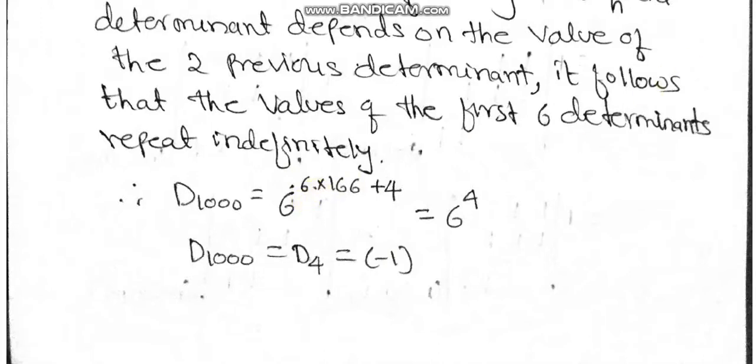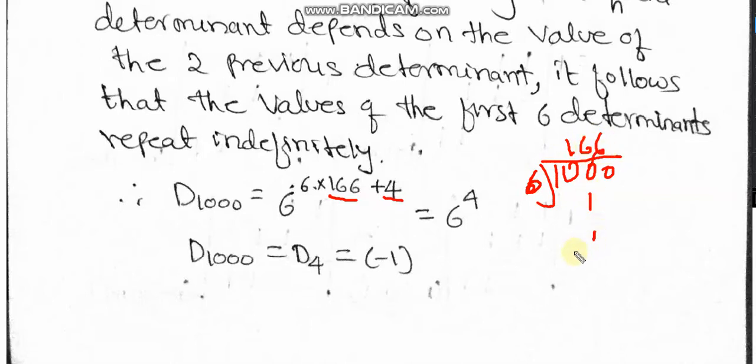So for 1000, how many 6s will I have? If I divide 1000 by 6, I'll get 166 and the remainder will be 4. So 6 into 166 plus 4. So 6 repetitions of the cycle give the normal value.